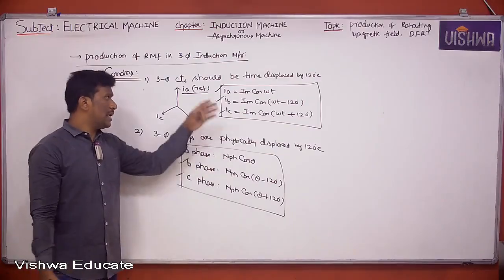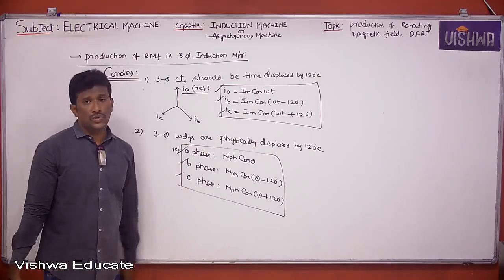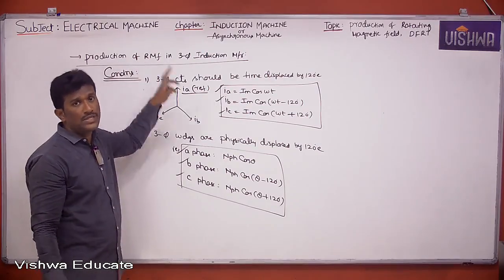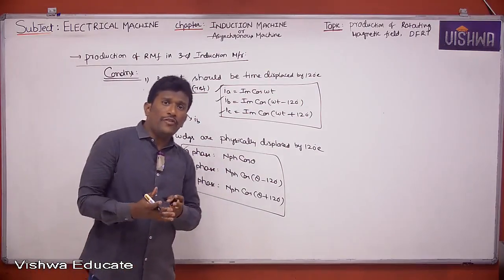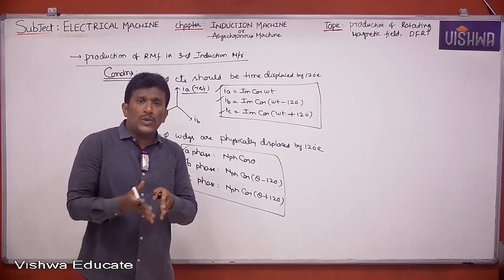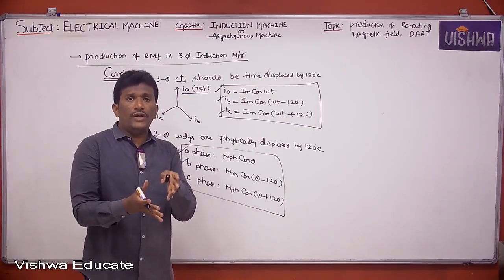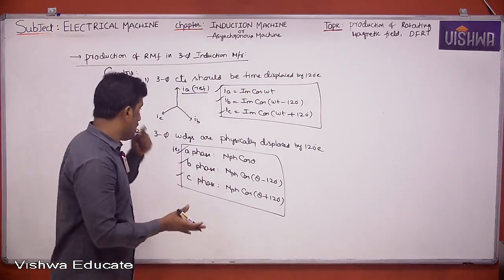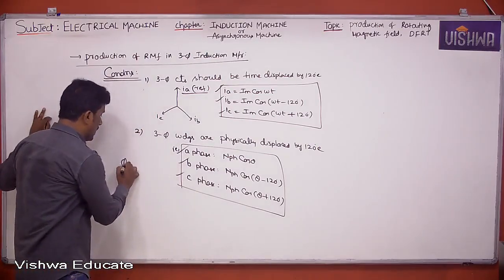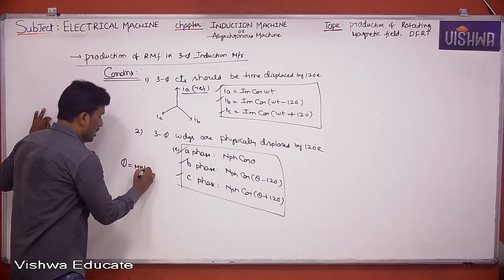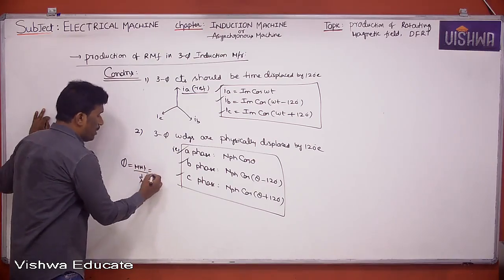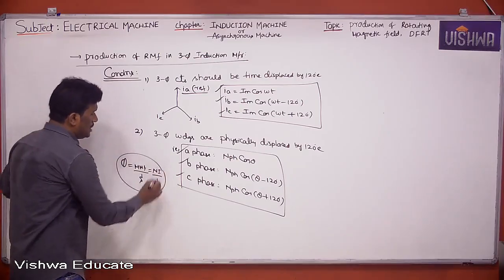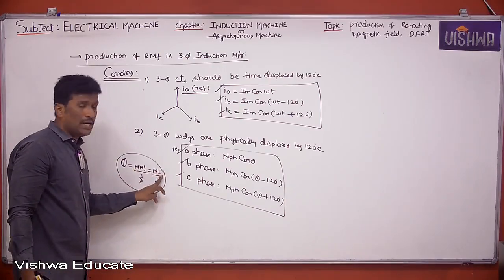Why have I taken current and number of turns only? Because our topic is production of rotating magnetic field. That means I have to show that magnetic field is produced and it is rotating. See, magnetic field is nothing but flux only. Flux is because of MMF, because you know the formula: flux is equal to MMF by reluctance. And you know the formula for MMF? MMF is equal to number of turns into current.